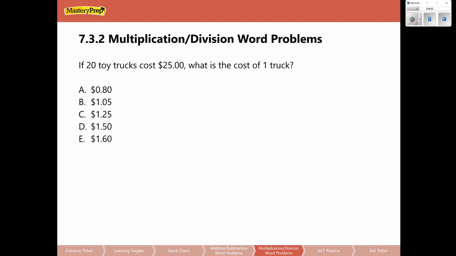So we're going to pick up where we left off. We're still dealing with multiplication and division problems. The next problem that we're looking at is this one here. If 20 toy trucks cost $25, how much does one toy truck cost?